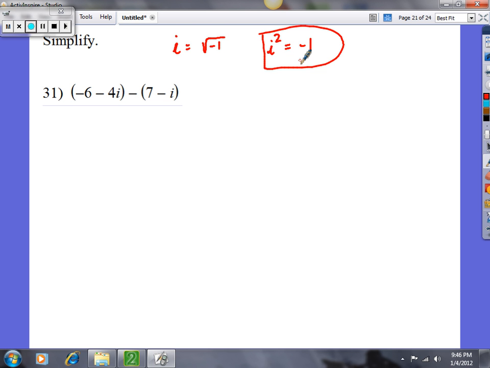Okay, so you add, subtract, everything really similar to how we do real numbers. First of all, I'm going to take this negative to the 7, and I'm going to change that to a plus. Okay, now you just add them. So -6 minus 7 is a -1, and a -4i plus i, there's the invisible 1 in front of that. So -4i plus i is a -3i, and that's your answer.